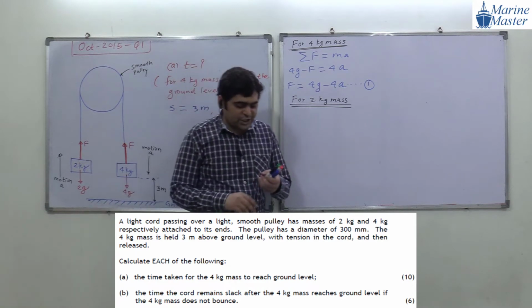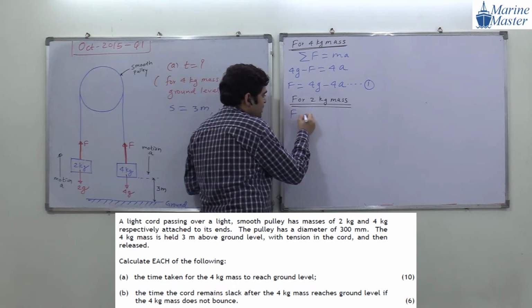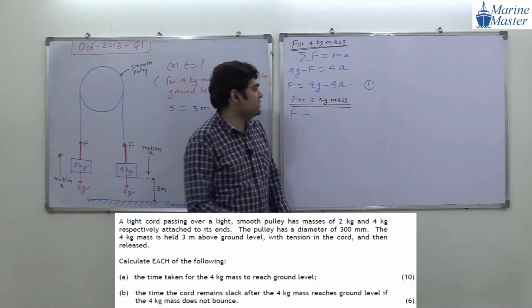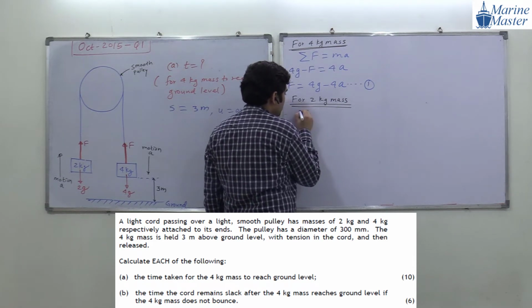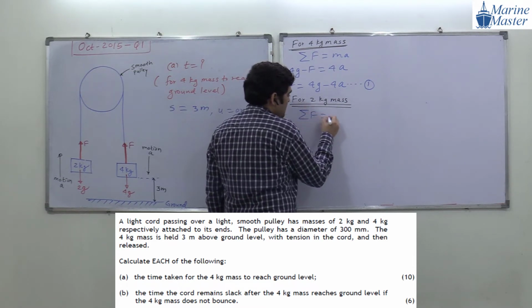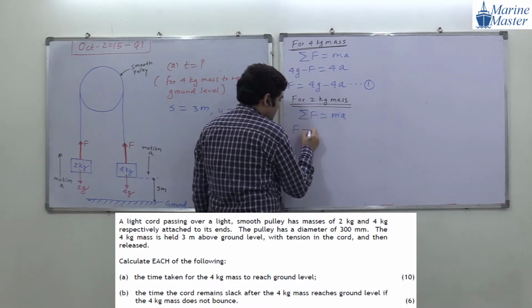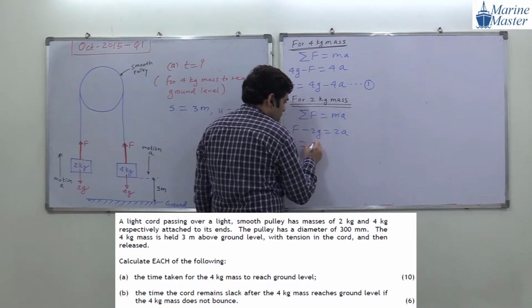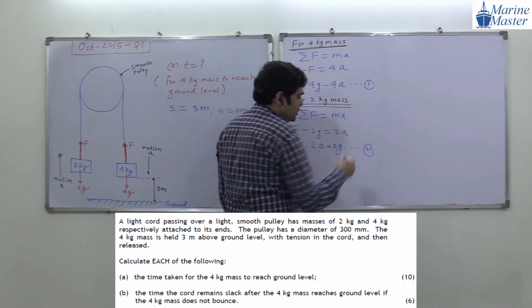Only F, tension F. Then what about the other forces, guys? F is in the direction of motion. This 2G is opposite to the motion. So the summation of F is equal to MA, Newton's second law of motion. F minus 2G is equal to 2A, so F will be equal to 2A plus 2G. We will call this equation 2.